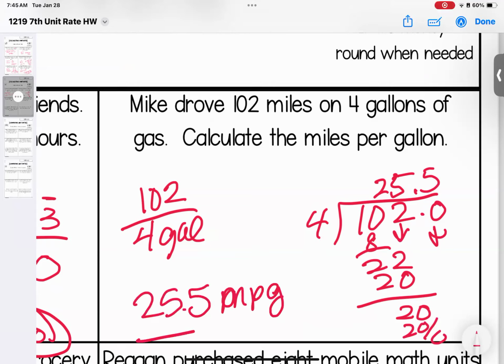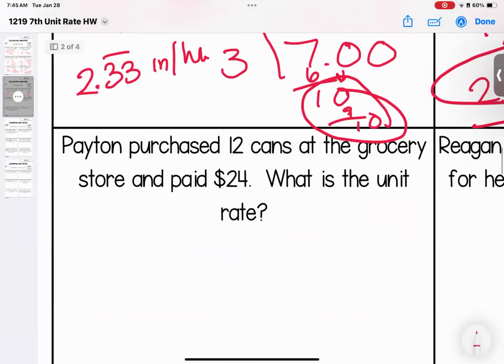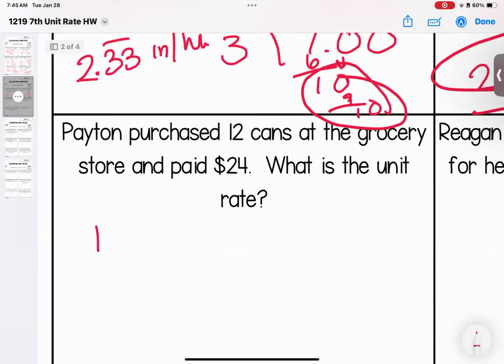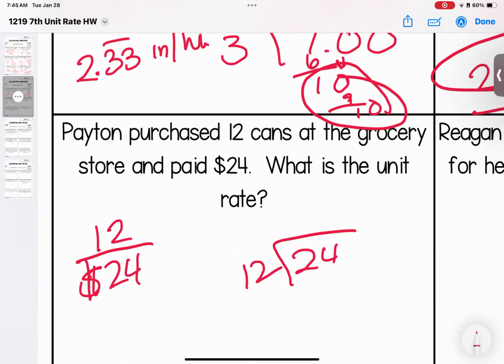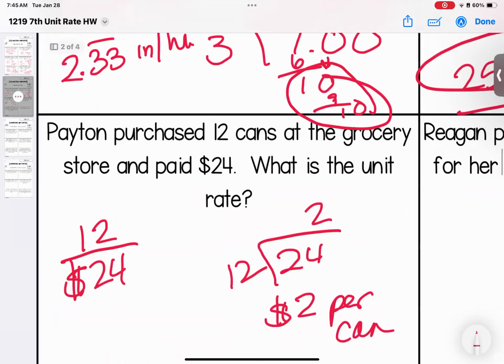miles per gallon. Peyton purchased 12 cans at the grocery store and paid $24. What is the unit rate or the price per can? It's going to be $2 per can.